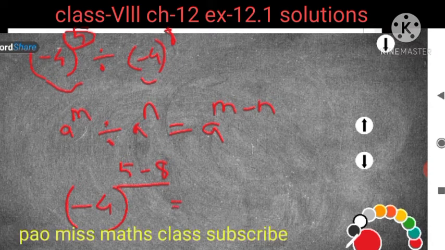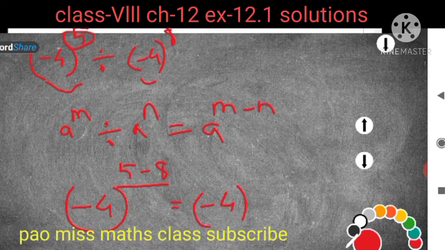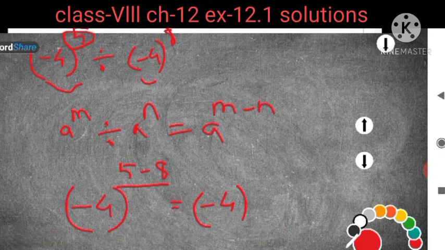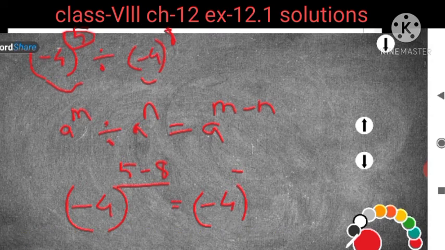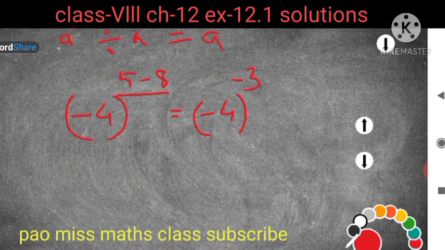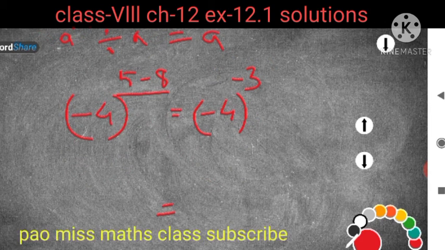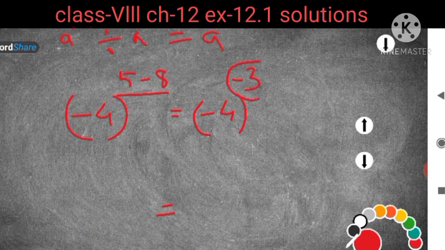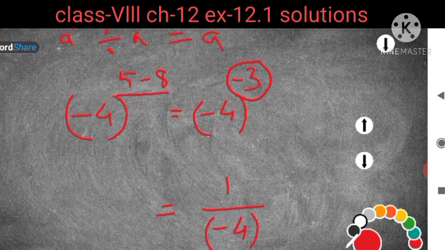So when you subtract this, what will you get? Which is greater? 8 is greater and 8 is negative, so the answer will also be negative. 8 minus 5 is equal to 3, that means it will be minus 3. Now in the question it is asked that the power should be positive. So minus 3, if you are going to make it positive, then you have to write the inverse. That means minus 4 to the power 3.